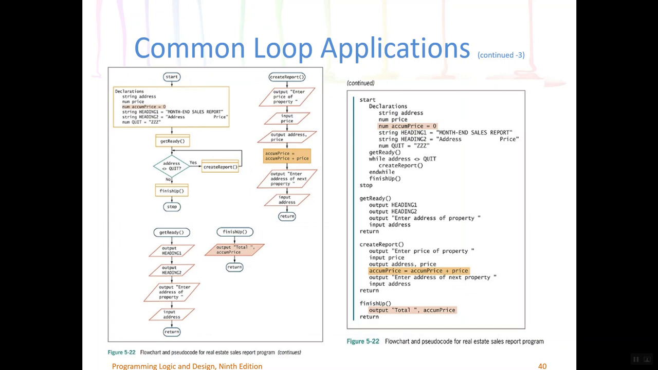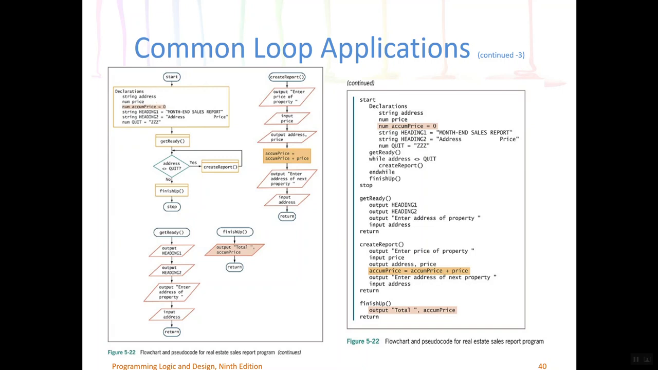So let's take a look at this. Focusing on the flowchart on the left, you'll notice we have some variables. Those are there to represent a heading. We have an address and price. Those are going to be used to capture user input. But one of the new things that we haven't really seen yet is this accum price. They called it that to represent an accumulator. You can really call it anything, but it's numeric and it starts at 0.